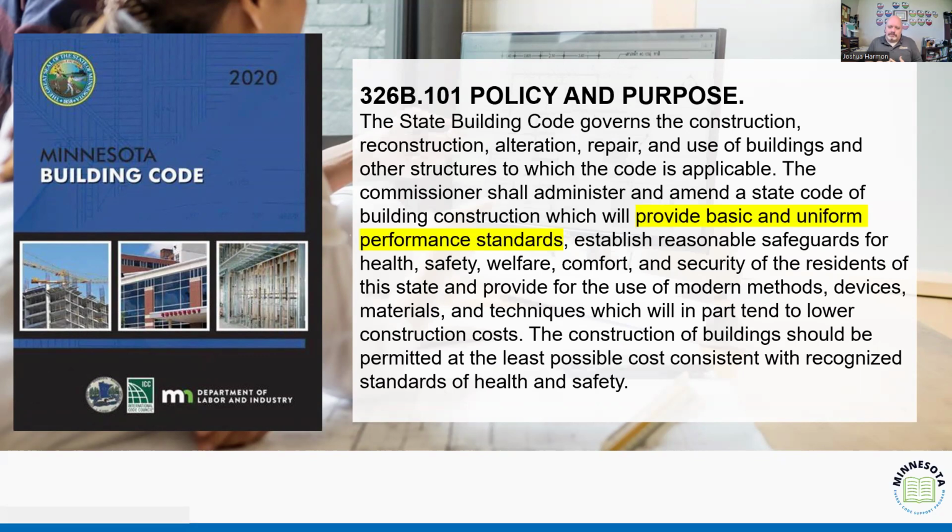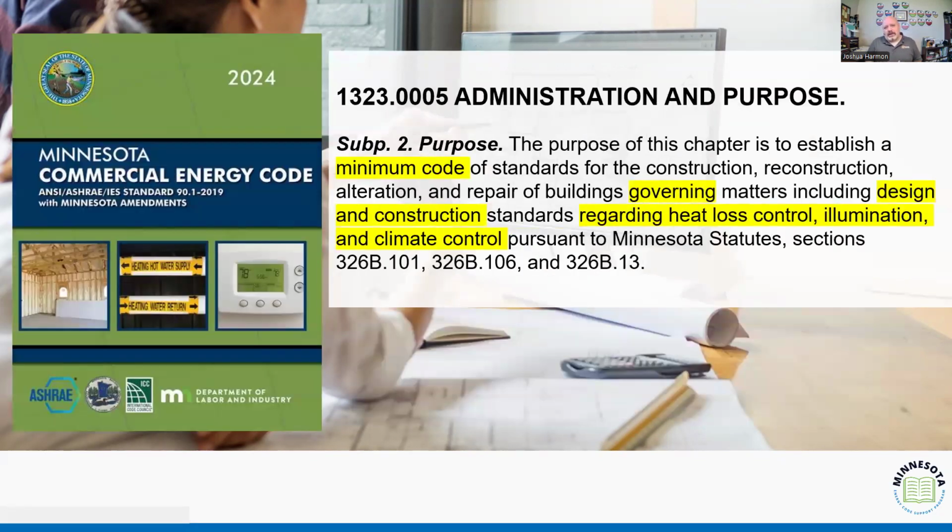So when we think about those expectations, those goals of the building code and of the energy code, that's how we can better understand why we do the things that we do and how we do them. Now, remember that the energy code, especially in the context of the conversation about testing and commissioning, is really looking at how we regulate concepts like heat loss and climate control within the building.